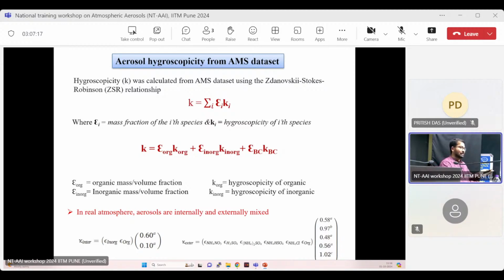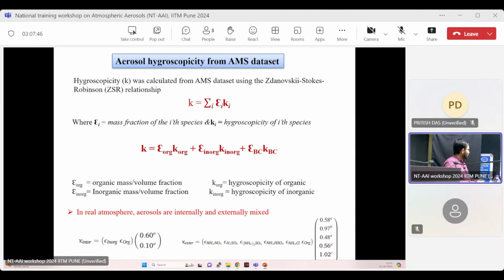If it is traffic dominant, this value will tend to go below that. If it's mostly driven by long range transport, or say a photochemically very active site, then your kappa will tend to go higher. If it's fog processing, your kappa will be around 0.3. For Delhi, it can be very high and it will be varying fast.